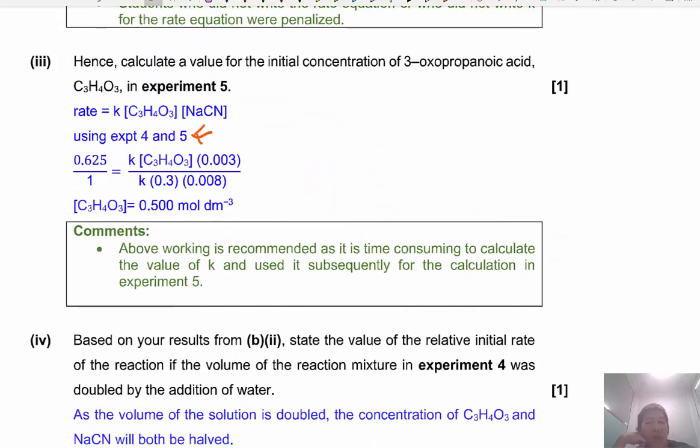No, there's no need to find the value of K. There are students who find the value of K and calculate, which is very tedious. No need. You can just do it this way. Or what I did, which is even shorter, use the same rate. Done.